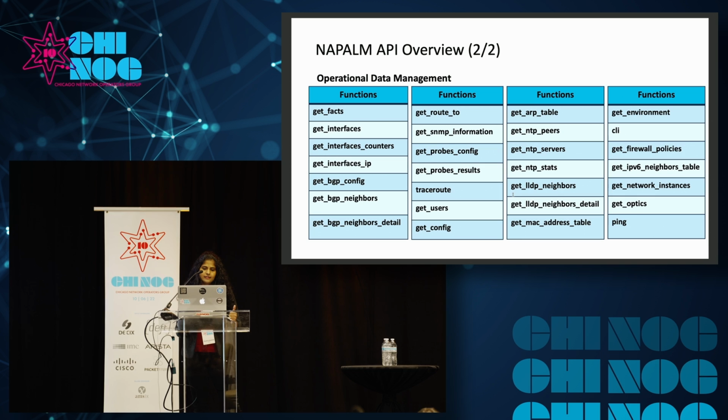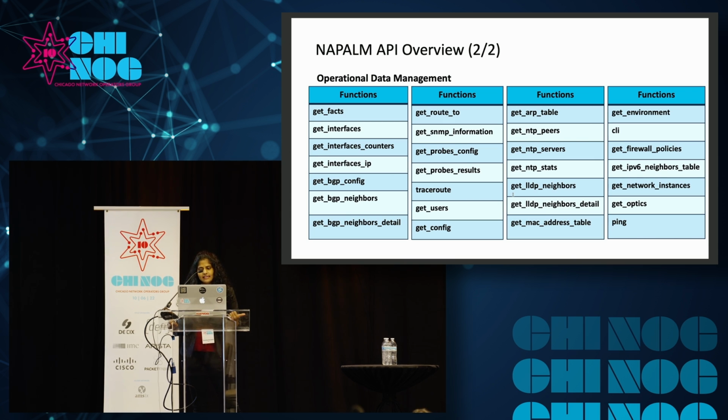You can get the output of route to the destination address. You can get SNMP information. You can get probes config, probes results, traceroute. You can get the users, or you can get the whole configuration, either the candidate or the running configuration. You can also retrieve ARP table, NTP peers, NTP servers, NTP stats. You can retrieve LLDP neighbors detail, MAC address table, and environment of the device.